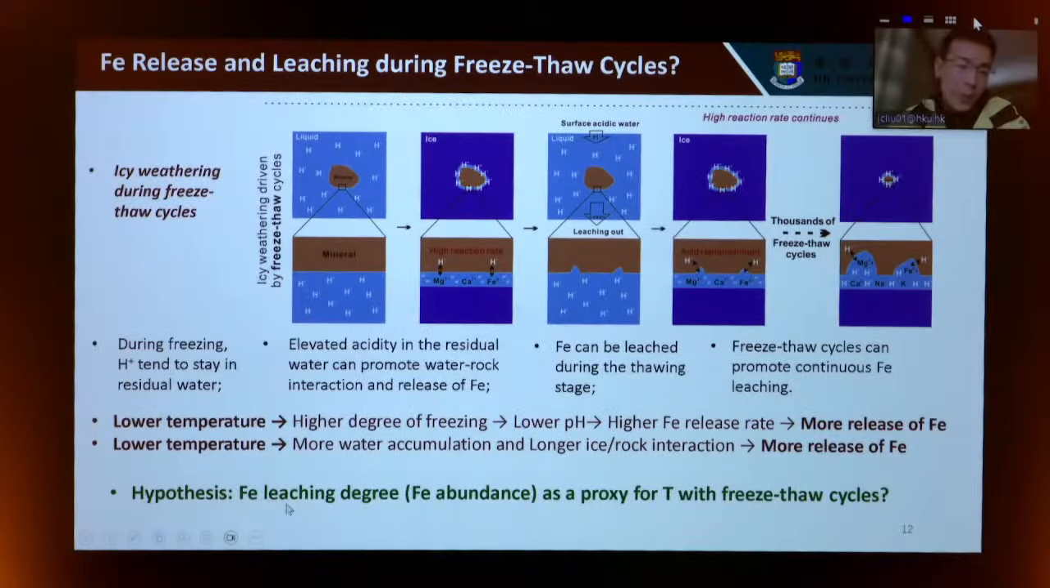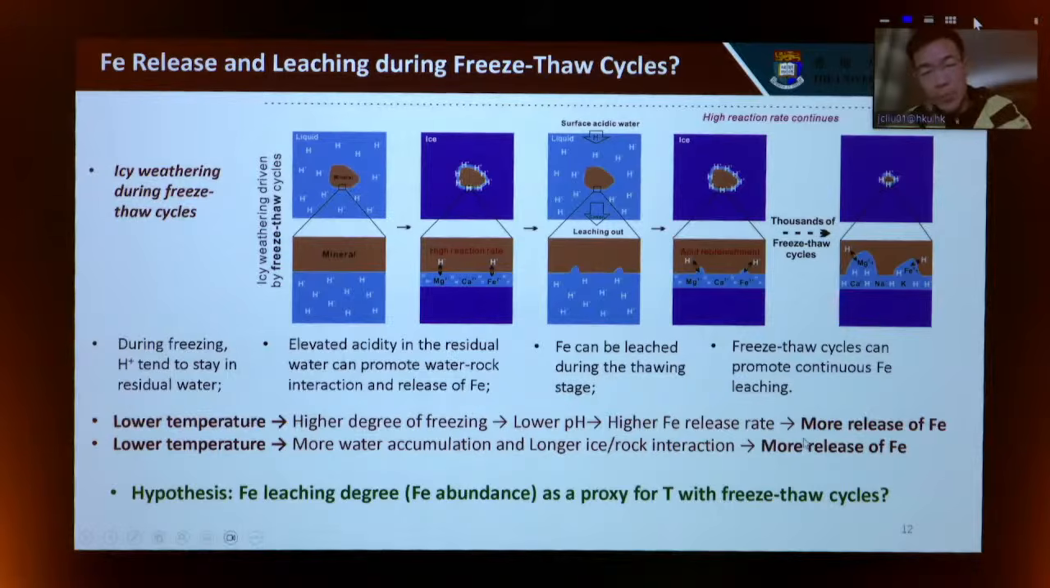At lower temperatures, there would be a higher degree of freezing, lower pH, and more release of iron. Or low temperature can promote longer water-ice-rock interaction, which can release more iron. Therefore, we hypothesize that the iron leaching degree increases with decreasing temperature. Therefore, the iron abundance could serve as a good proxy for temperature and freeze-thaw cycles in this temperature range.